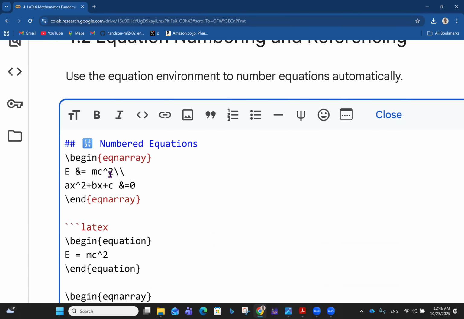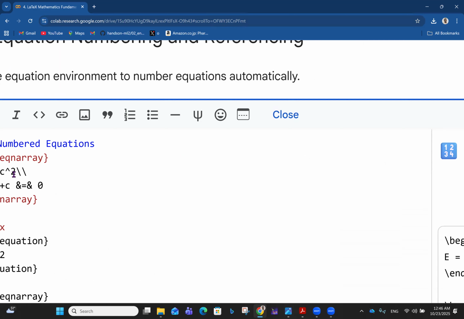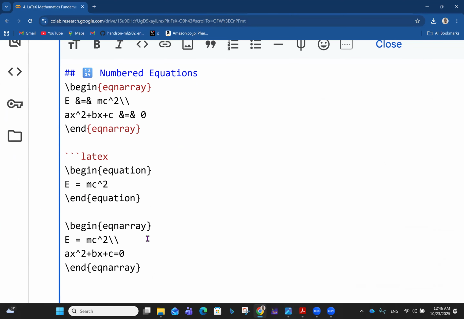But if I want a proper alignment, I can put & before and after the equality sign, so that everything aligns perfectly along it. So the equation array will do this for you. The only thing is that it's not showing the number.